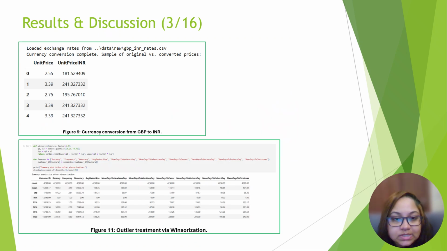Then moving on to the results and discussion from Notebook 2. In this notebook, as mentioned before, the currencies were converted from pound sterling to INR, and the corresponding column was merged into the original data frame. And then outlier treatment via winsorization was also conducted at the interquartile range.